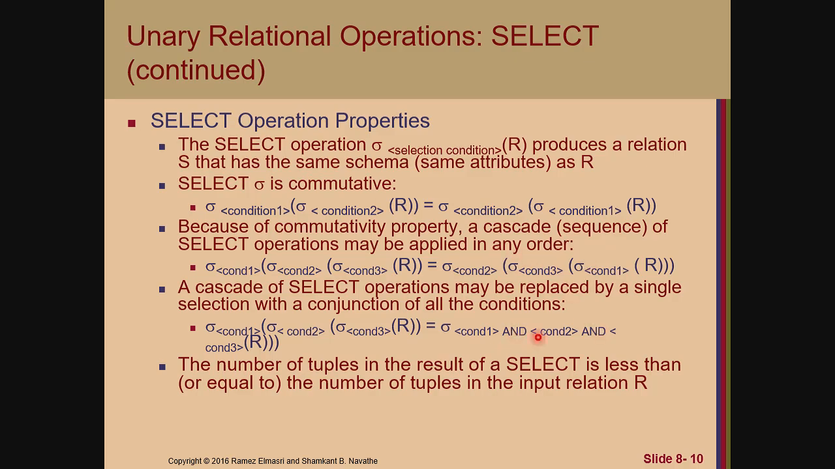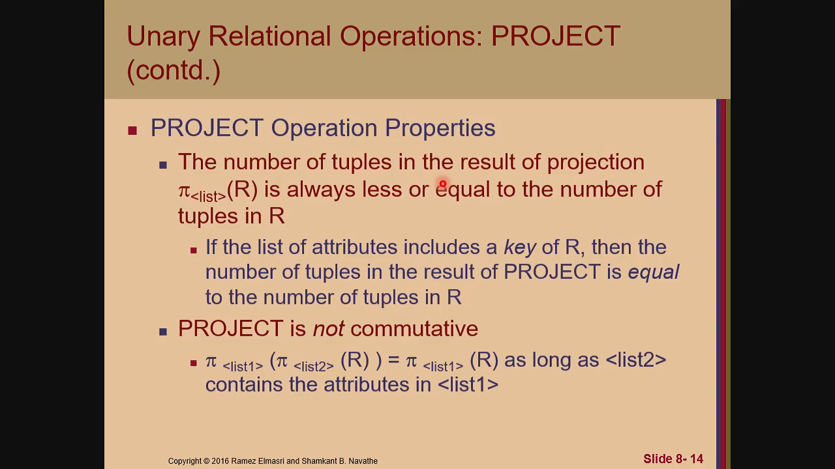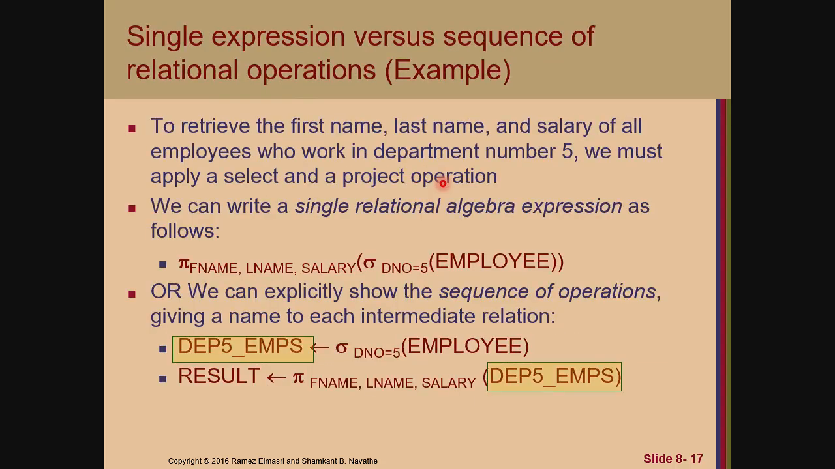And you can also use and. So here is pi. Pi is projection. Here, if I ask you to explain, can you do that? In this one, you just select the employee from the table employee with DNO equal 5, and then you project the result table to be the first name, last name, and salary. That's all.